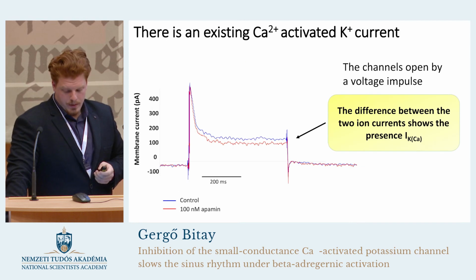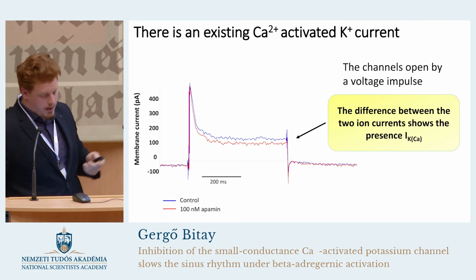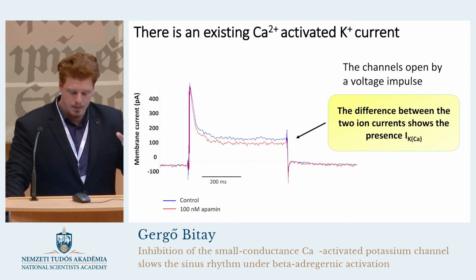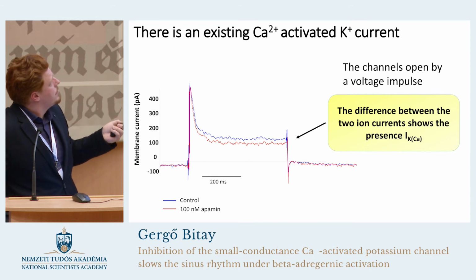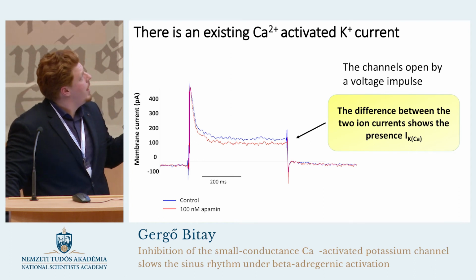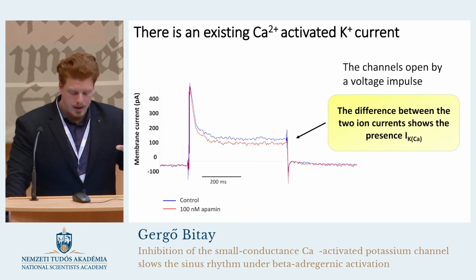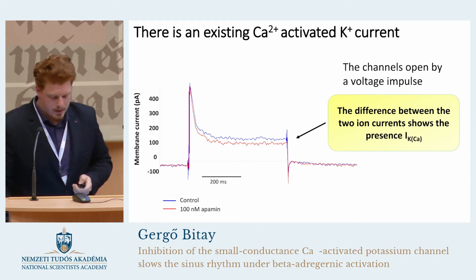So in our first set of experiments, you can see that we measured ionic currents. Channels opened by voltage impulses, so we use voltage impulses to open these channels. The blue line represents the control measurement, and the red one is after we added 100 nanomolar apamine, an inhibitor of the channel. So the gross ionic current that we measured decreased, and this difference in the current is actually the calcium activated potassium current. So this current exists in the sinus node cells.